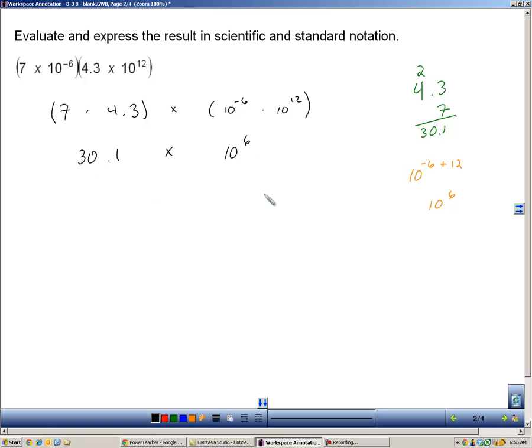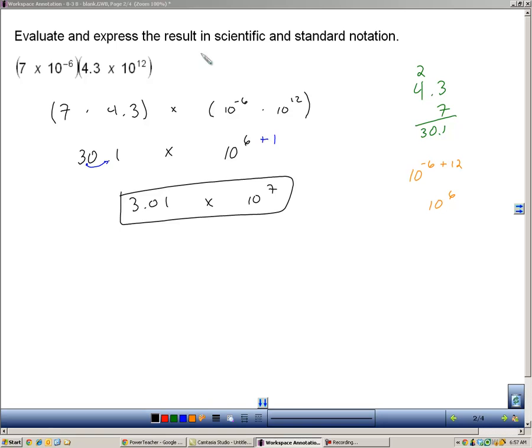Now, is this number in scientific notation? No, it's not, because the first number is not between 1 and 10, so we'll have to adjust it. There's the new decimal point to the old, so we add 1. So 3.01 times 10 to the 7th.